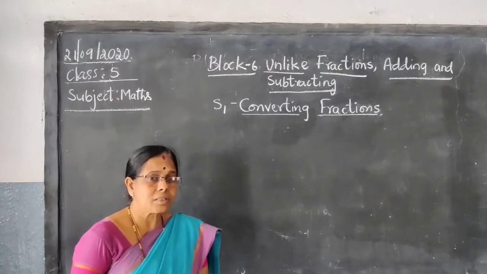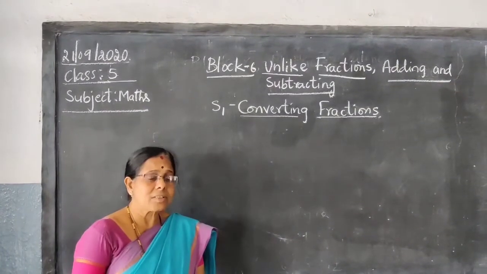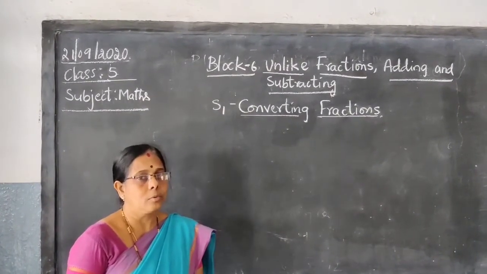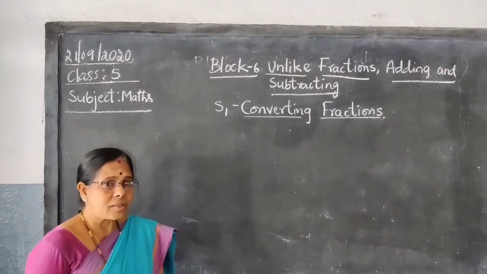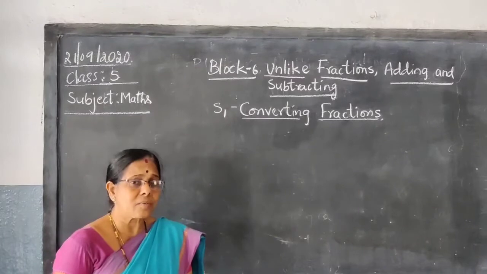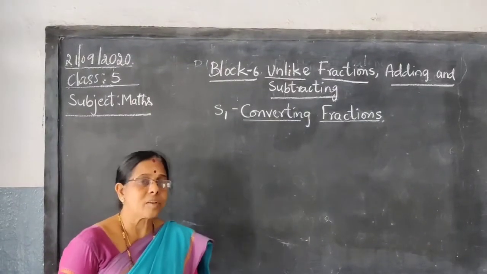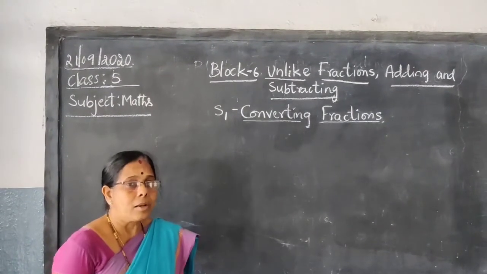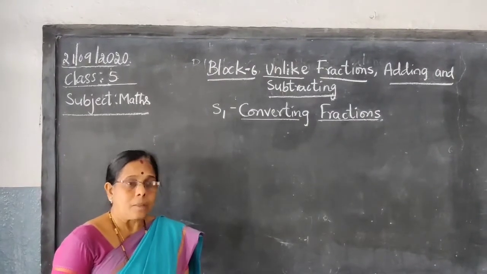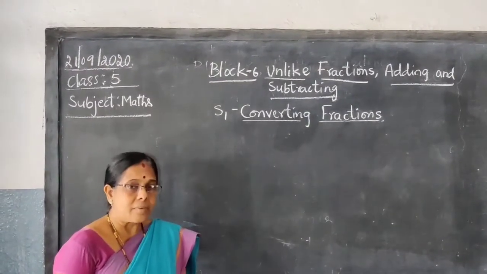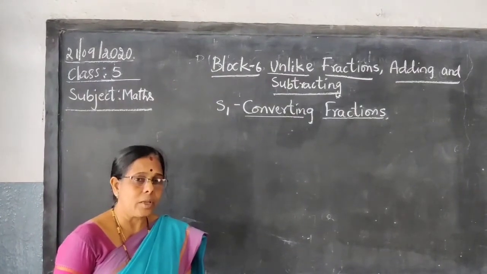What is a fraction, children? A fraction is a part of a whole. Then types of fractions. How many types of fractions are there? Six types of fractions. Which are they? Like fraction, unlike fraction, proper fraction, improper fraction, mixed fraction, unit fraction.